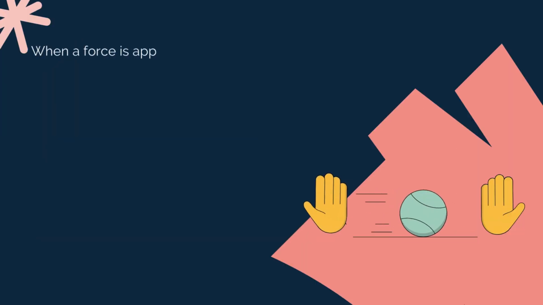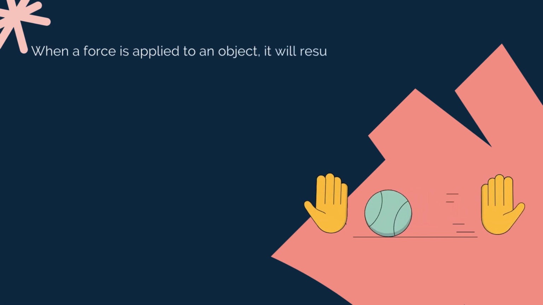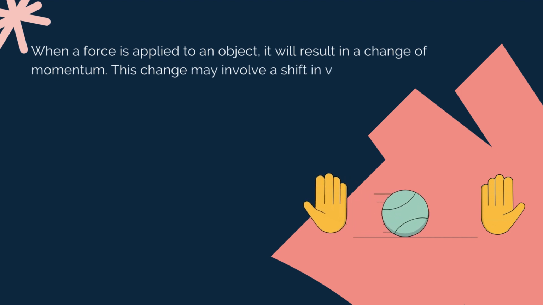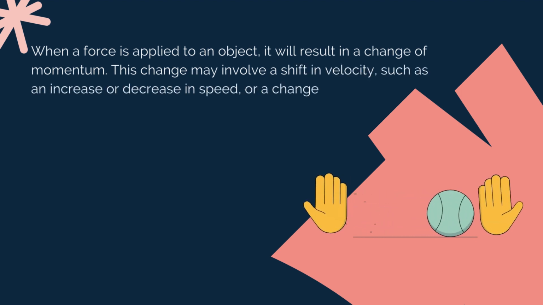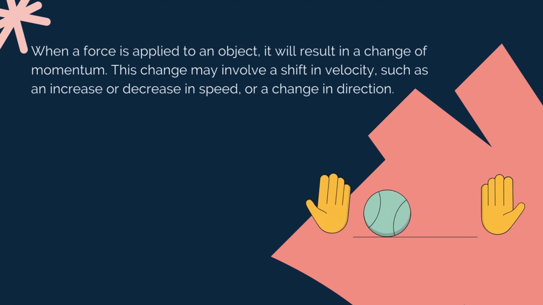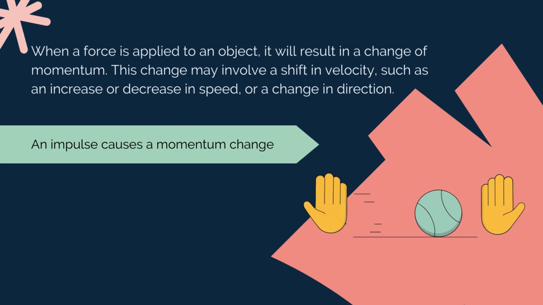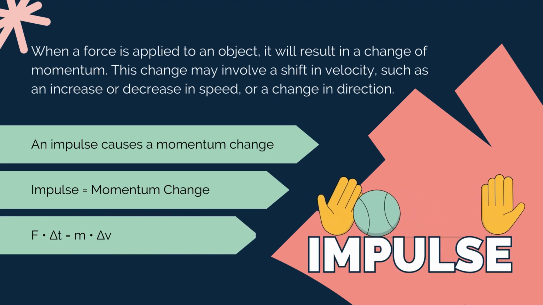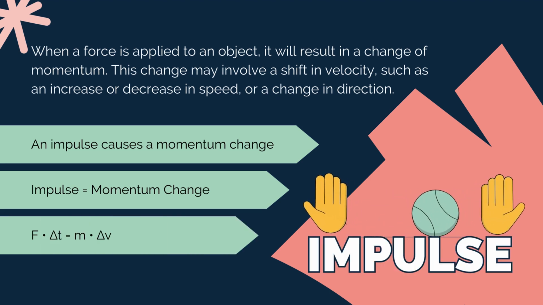When a force is applied to an object, it will result in a change of momentum. This change may involve a shift in velocity, such as an increase or decrease in speed, or a change in direction. An impulse causes a momentum change. Impulse equals momentum change. F delta t equals m delta v.